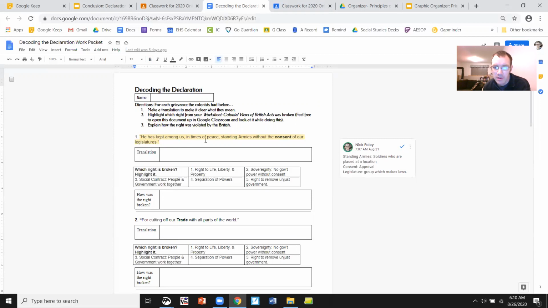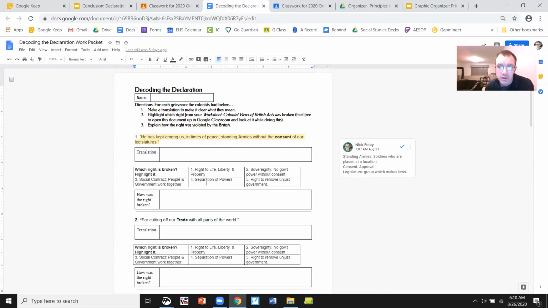You can see he is kept among us in times of peace, standing armies, which are soldiers who are placed in a location, without the consent, approval of our legislators, our groups which make laws. So basically, the British government has put armies in our territories without us agreeing with it or without our local government agreeing with it. He never asked for our permission to do so. So you're going to translate that, make your 1 or 2 sentence translation for what it actually means.